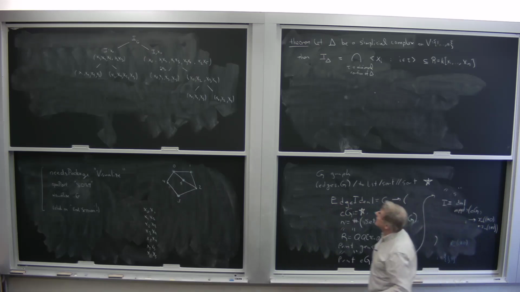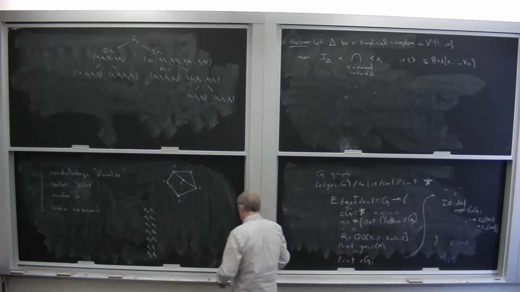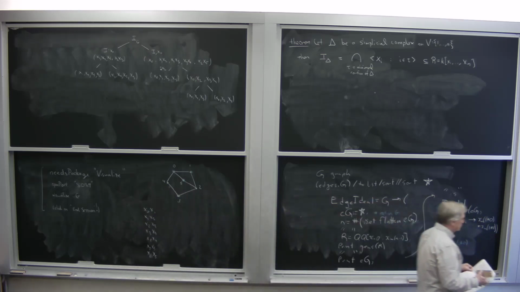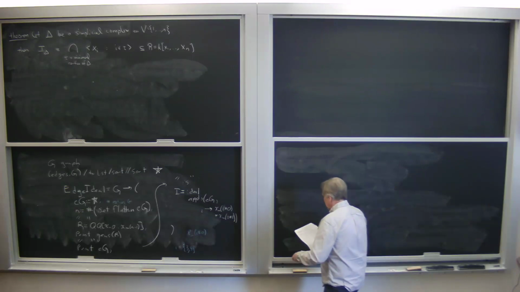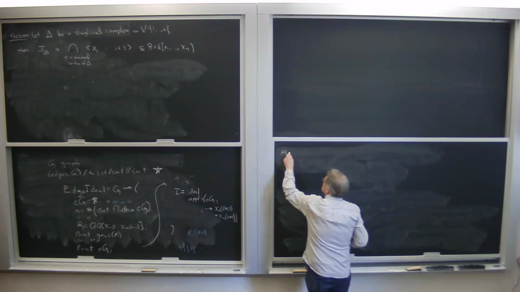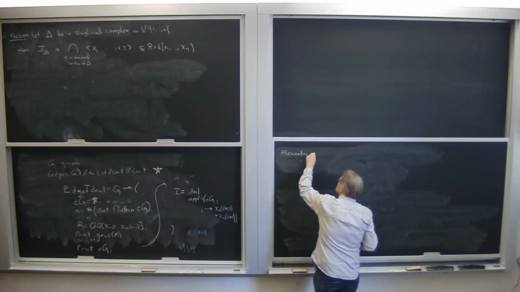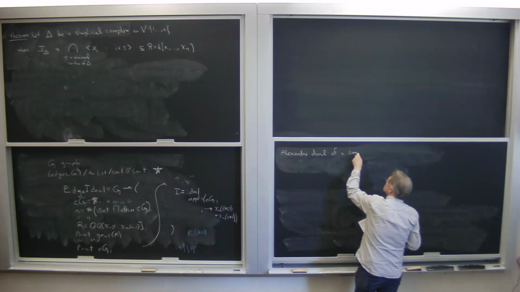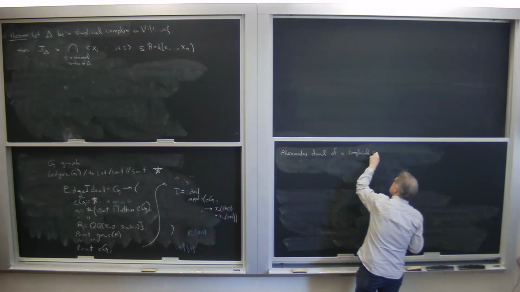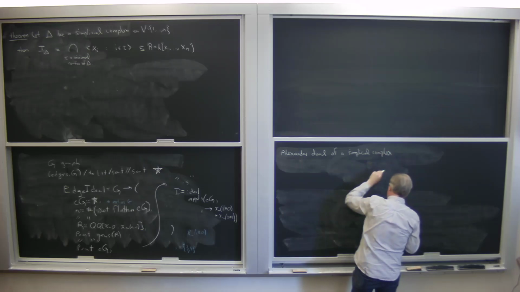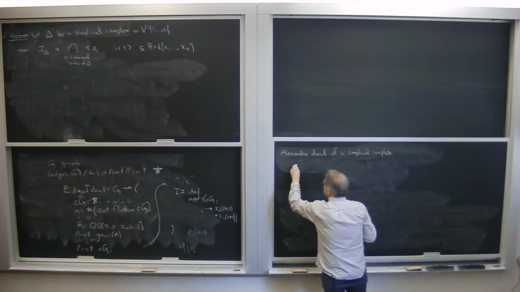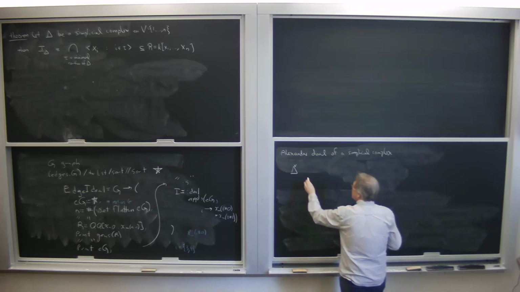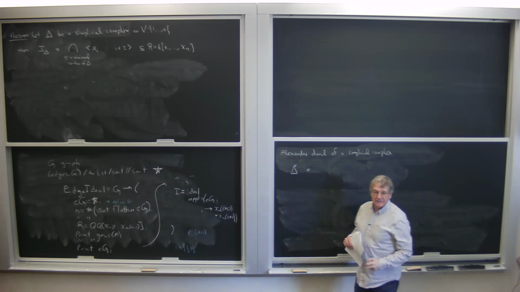So there is this notion. Let me start over here. There's the Alexander dual of a simplicial complex. It has a very simple definition, and yet it's a very confusing definition at first. So I have to tell you what the set of subsets is.